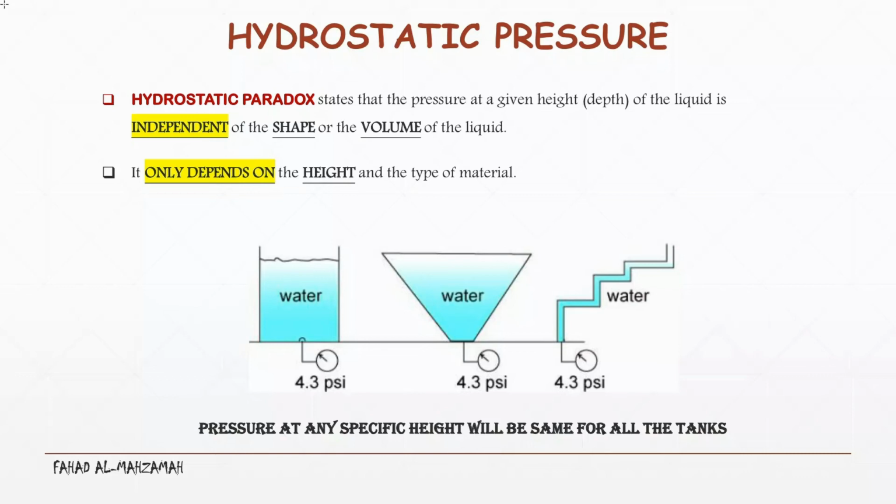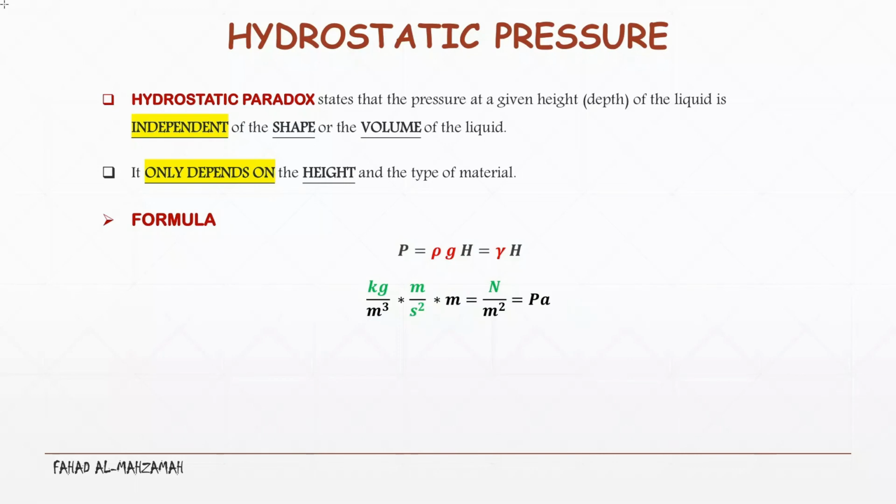Our job in hydrostatic pressure is to measure the height and know the type of liquid. Now, what is the formula for the hydrostatic pressure? Of course, we know the general formula of pressure is weight over area. However, in particular, talking about hydrostatic pressure, the formula is equal to rho multiply g multiply h.